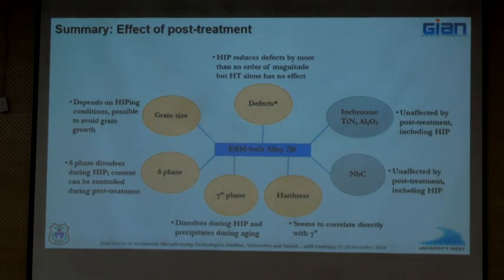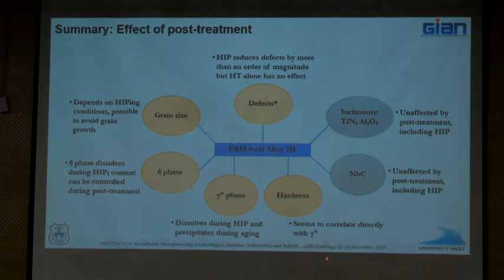So, just a quick summary on what is accomplished by these thermal post treatments. Defects: we saw that HIP will eliminate defects, but simple heat treatment will have no effect, nothing will happen. If you are looking at inclusions, neither heat treatment nor HIPping makes any changes to the inclusions. Same with the carbides. Hardness is directly correlated to the strengthening phase, the gamma double prime.